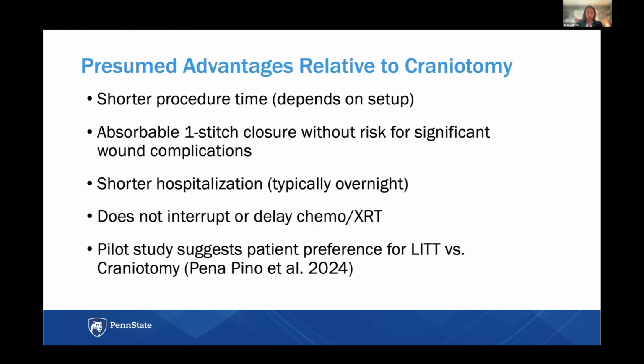And so again, one could imagine this perhaps being some hybrid between completely non-invasive radiosurgery and a more invasive open craniotomy, typically very short procedures. This in part depends on your setup. It's a stab incision with just a single absorbable stitch, simply a brief overnight stay. And particularly in patients, and we'll get into this when we talk about indications, it doesn't interrupt chemotherapy, radiation, and there may even be a preference for LITT over craniotomy in some of these small series.